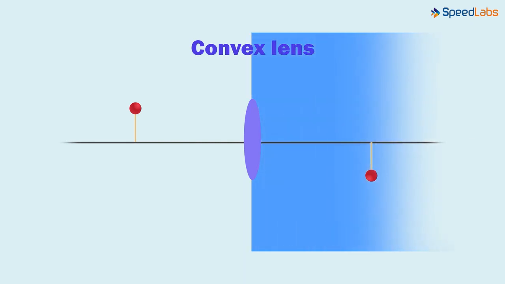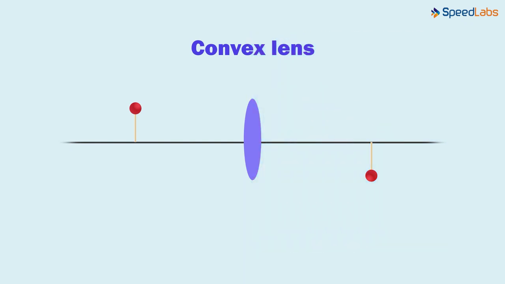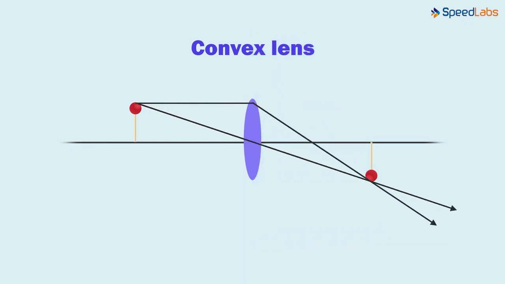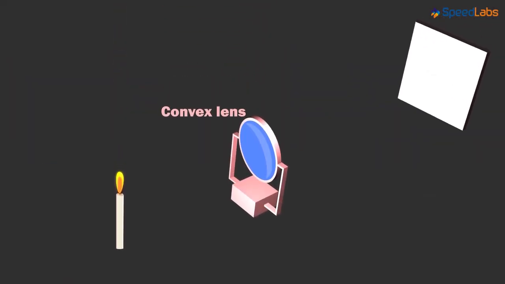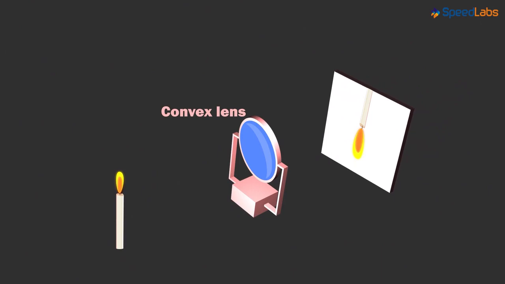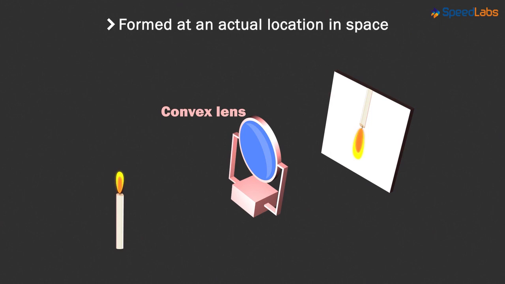Now obviously your first question will be why? Well, the position of the image depends on the way light bends after passing through the lens. You're going to learn this in your higher grades, so we're not going to discuss where the image is located. But then you will ask, how can we know that the image is formed here? This is simple. If you keep a screen at this location, then you will get the sharp image projected onto it. This tells us that this image is formed at an actual location in space.